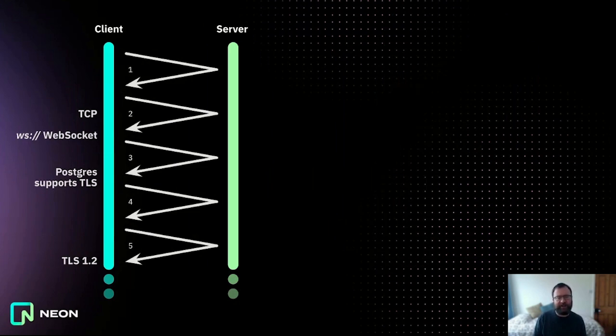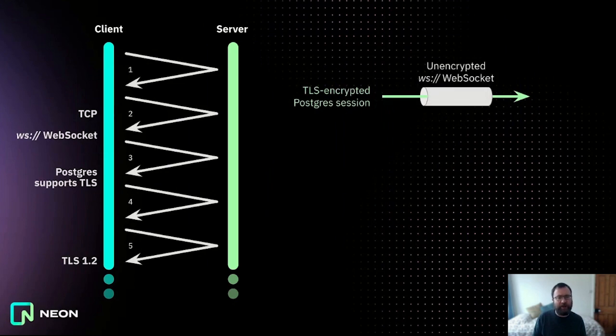So if we start with the left-hand side of the diagram, it turns out that we can bring these first 5 round trips down to 3. And the first change we make is to switch the way we encrypt the connection. In this original flow, we set up an unencrypted WebSocket and tunnel an encrypted Postgres session inside it.